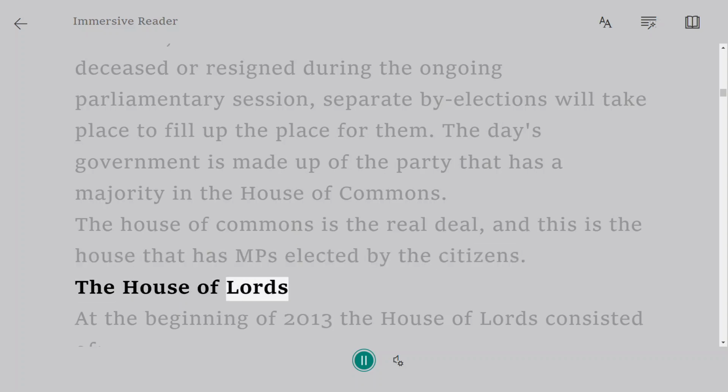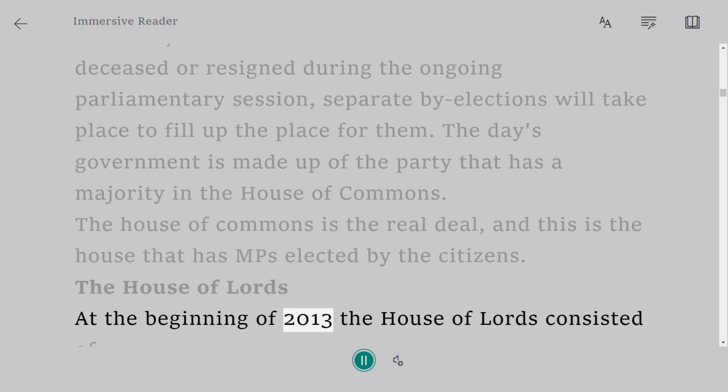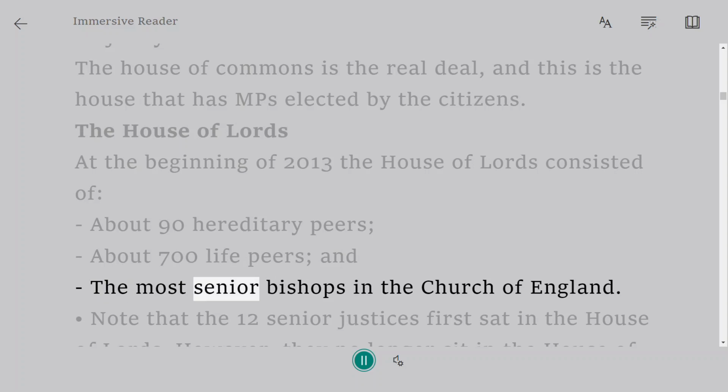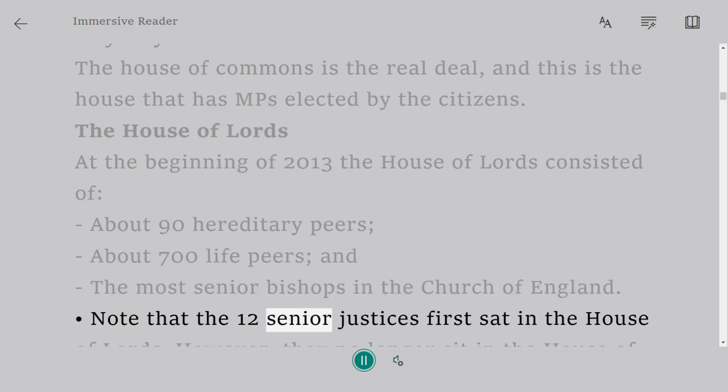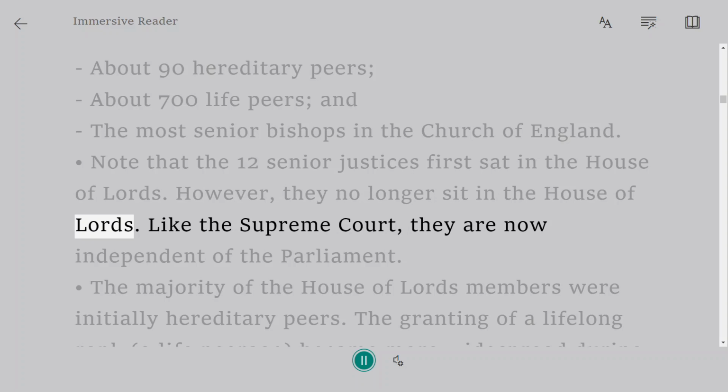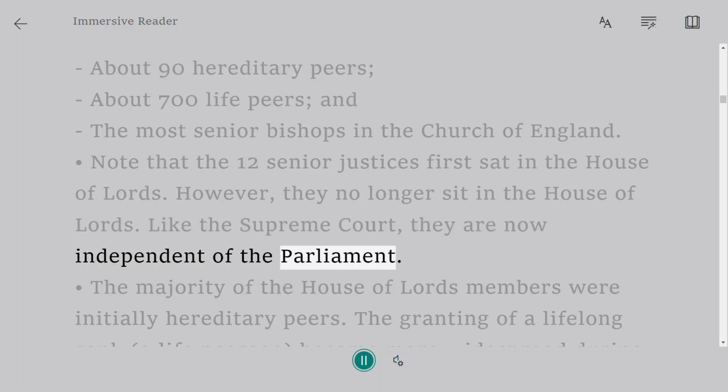The House of Lords. At the beginning of 2013, the House of Lords consisted of about 90 hereditary peers, about 700 life peers, and the most senior bishops in the Church of England. Note that the 12 senior justices first sat in the House of Lords. However, they no longer sit in the House of Lords. Like the Supreme Court, they are now independent of the Parliament.